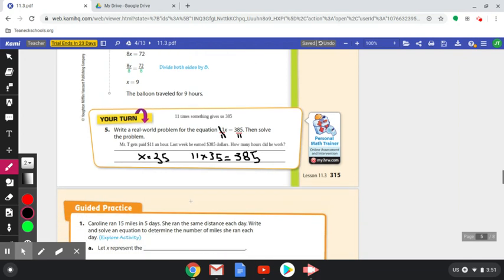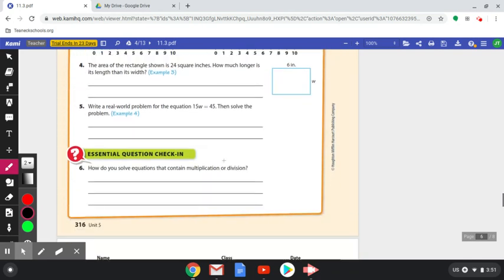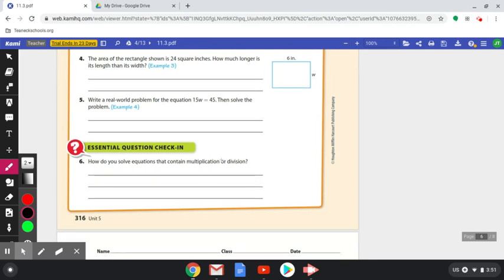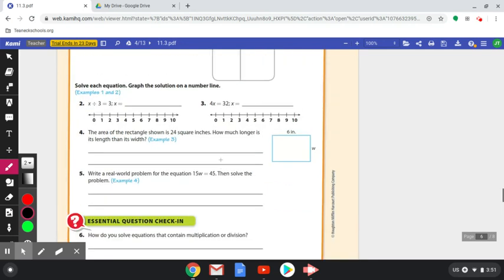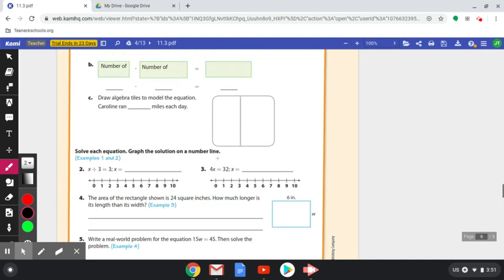All right, what you're going to do now, you're going to work on page 316. You'll work on page 316. And now remember, if you're my period 1 class, I'll see you on Tuesday and Thursday. If you're in my period 2 class, I see you on Wednesday and Friday.